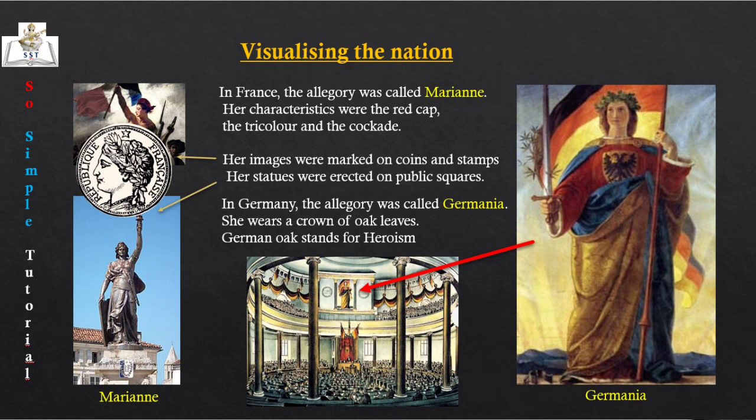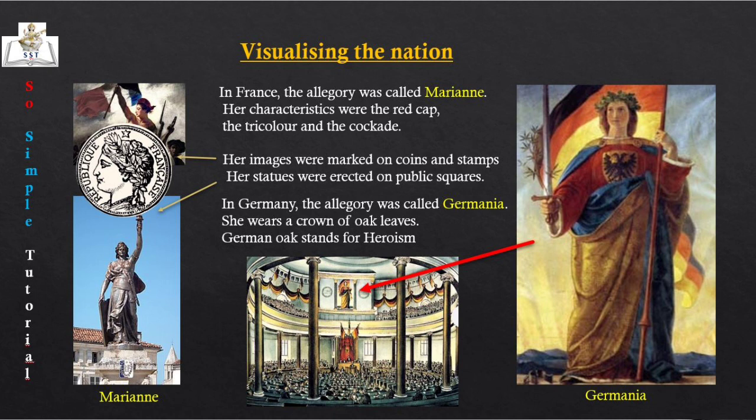In Germany, she was called Germania. It is very easy to identify Germania. She wears a crown of oak leaves as the German oak stands for heroism. The slide shows the painting of Germania on a cotton banner as it was to be hanged from the ceiling of the Church of St. Paul where the Frankfurt Parliament was convened in 1848. You can see the paintings of Germania hanging in the church.